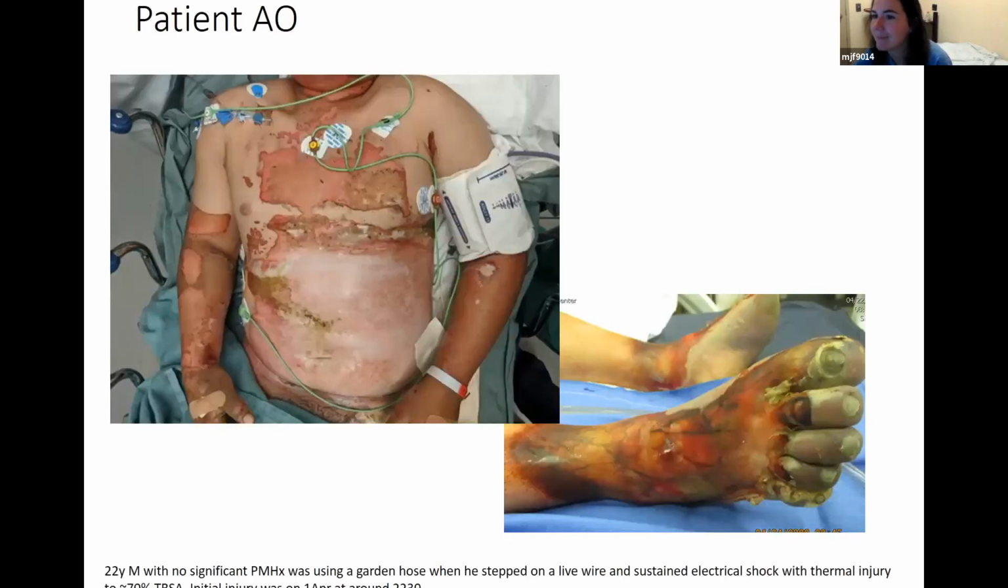Okay, so this is a patient that I encountered in the burn unit. It's a 22-year-old male who presented to us from an outside hospital. Initially, his injury had occurred in Mexico, where he was apparently watering his lawn when he stepped on a live wire and sustained about a 75% TBSA combo electrical and flame burns. The initial injury took place on the 1st of April, and he arrived to us on the 4th.